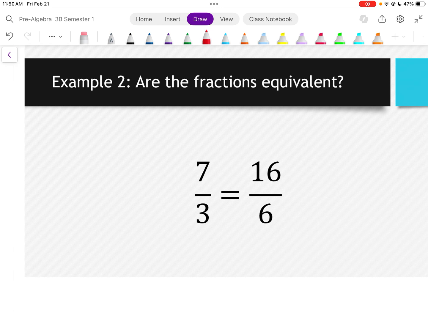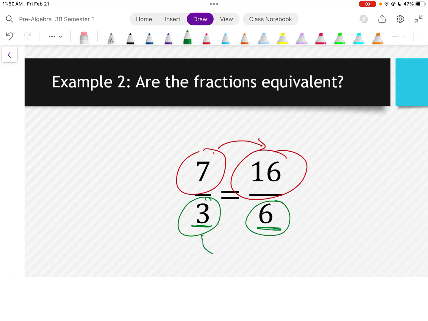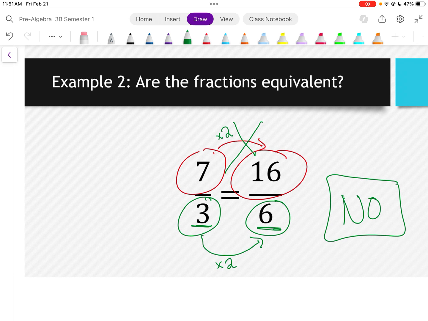All right, our next one. Are these fractions equivalent? Looking at the numerator, I don't know any numbers I can multiply 7 by to get 16 off the top of my head. So I'm going to look at my denominators first. 3 and 6. To get from 3 to 6, I know that is times 2. So I want to check, is 7 times 2, does that equal 16? Which it does not. That means no, these fractions are not equivalent because we did not multiply both the top and the bottom by the same value.